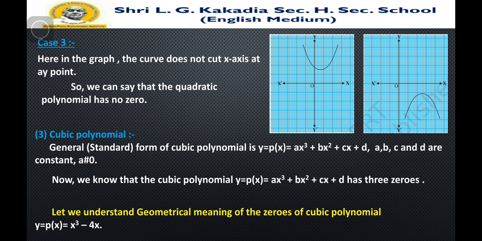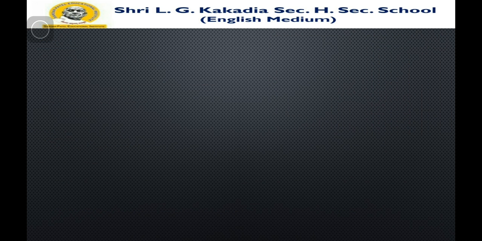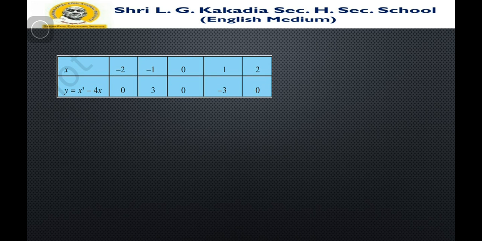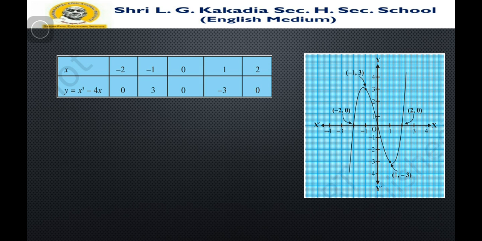Let me explain the geometrical meaning of zeros of a cubic polynomial with one example, that is y = p(x) = x³ − 4x. First we get the coordinates of the given polynomial. For each x coordinate we can find the y coordinate by putting in values of x, so we find such coordinates for the graph. Let me draw the graph. We find a graph as you can see here.